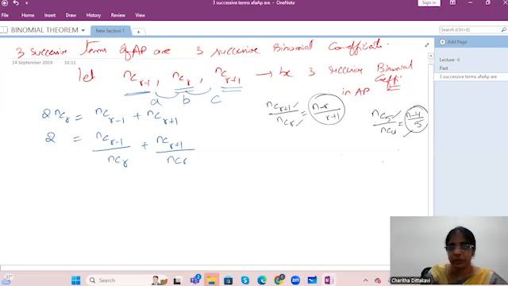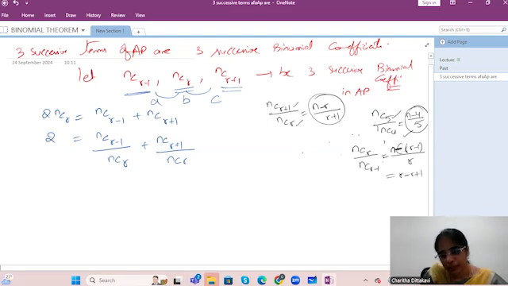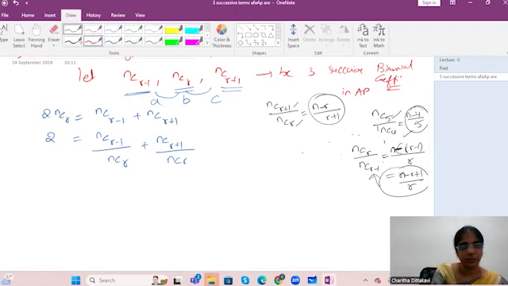Now, talking about the first one, here I have the smaller quantity by the bigger quantity, but I know the rule. If it is nCr by nCr minus 1, I know what that is. That is nothing but (n minus (r minus 1)) by r, which is the same as (n minus r plus 1) by r. So these are the two things I am going to apply in my given question.